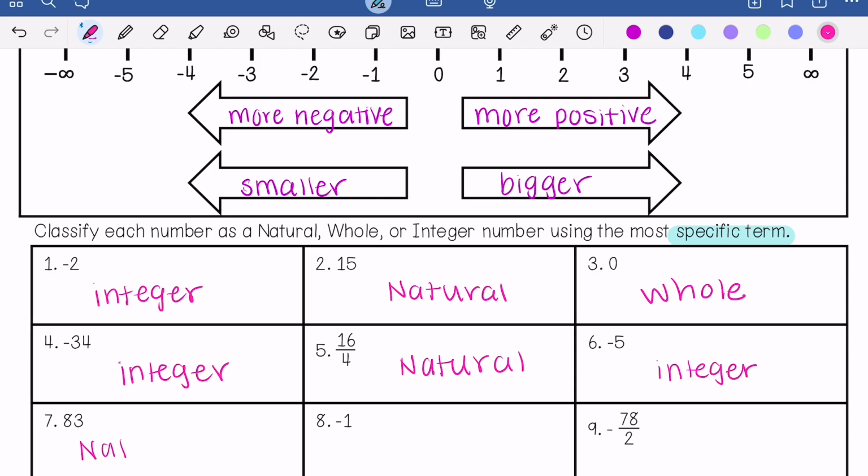83 is a natural number. -1 is an integer. And -78 divided by 2 is an integer. I'm going to go ahead and write this is 4 and this is -36.